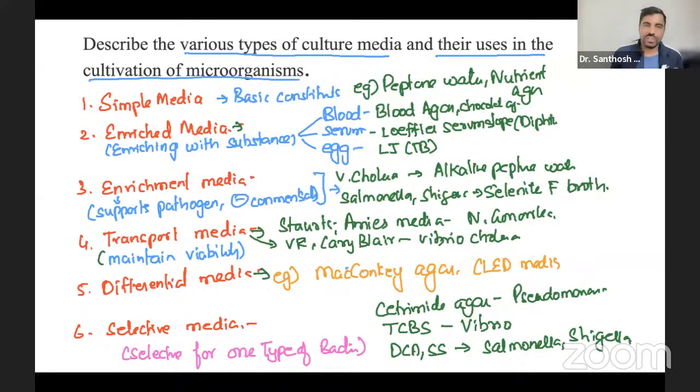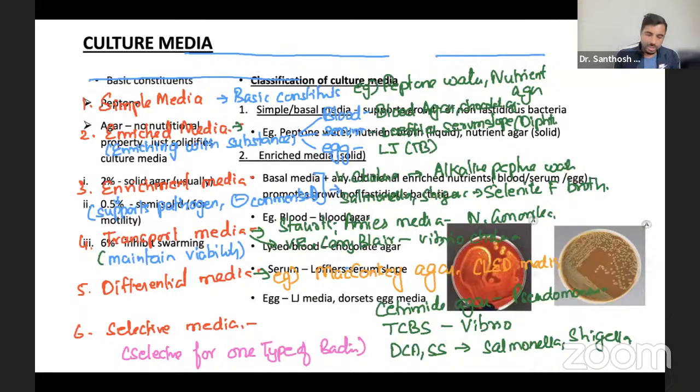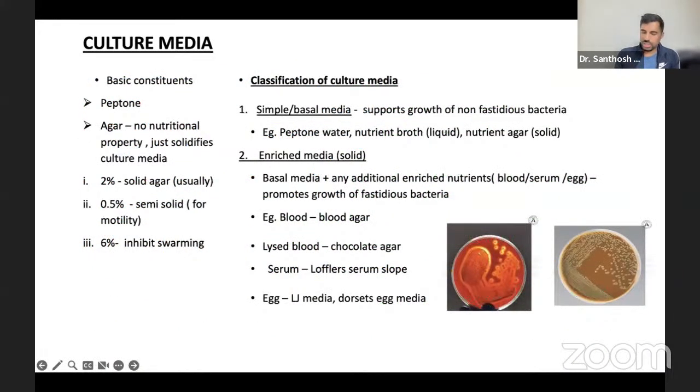That's more than enough. I've combined it and written it. The explanation is here. You can go through these notes, of course. So this is more than enough for the examples. But you can elaborate and write a little bit more if you want. You can add some pictures. Simple, enriched media, everything you have given.